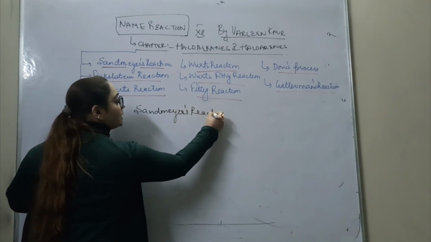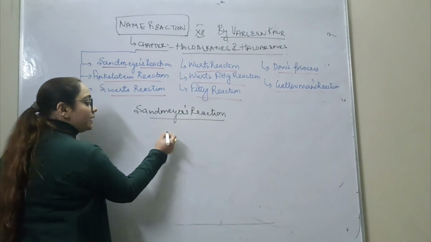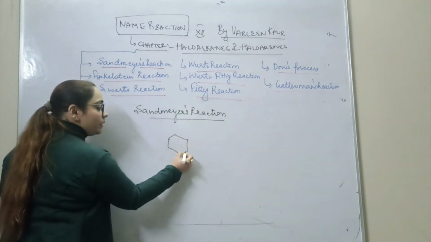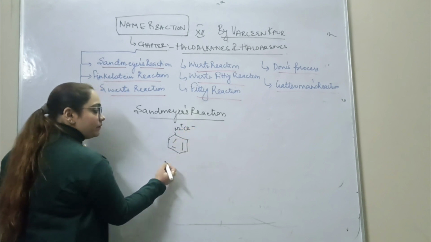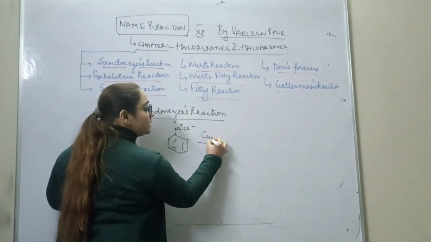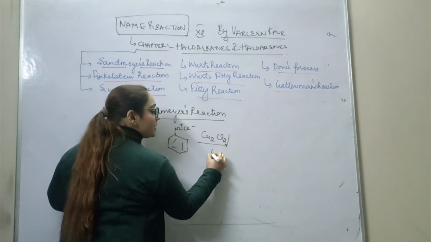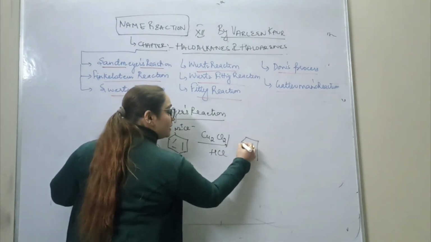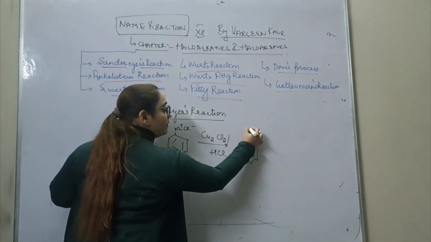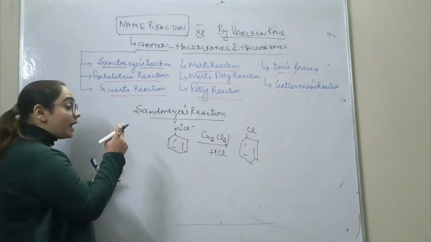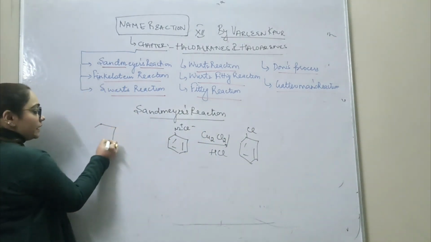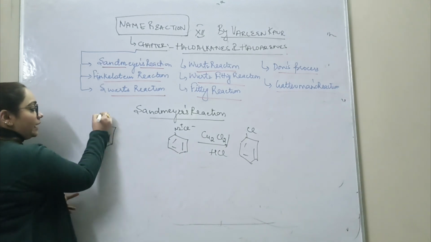In Sandmeyer's reaction, the diazonium salt, N2Cl negative, when treated with Cu2Cl2 in the presence of HCl, will give you chlorobenzene. What I am going to do is convert aniline. This is aniline, C6H5NH2.